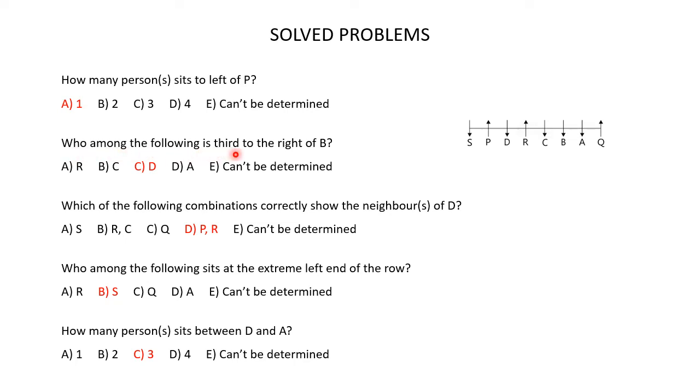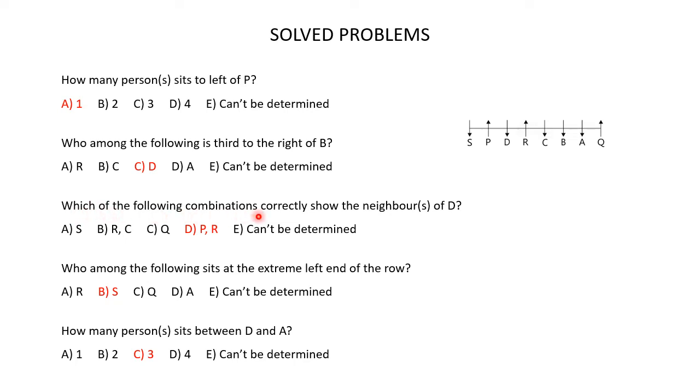Who among the following is third to the right of B? You're given 5 options and you have to find out which of these options is the correct one. So you have to find out who is sitting third to the right of B. So B is here. Third to the right of B will be 1, 2, 3, which is D. So the correct answer is option C, D.